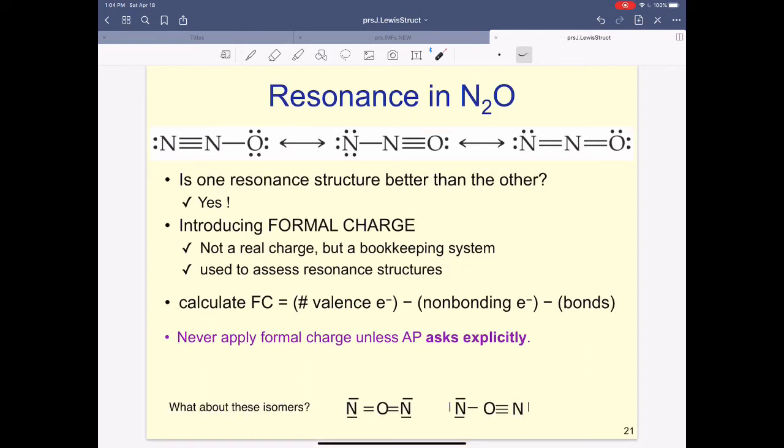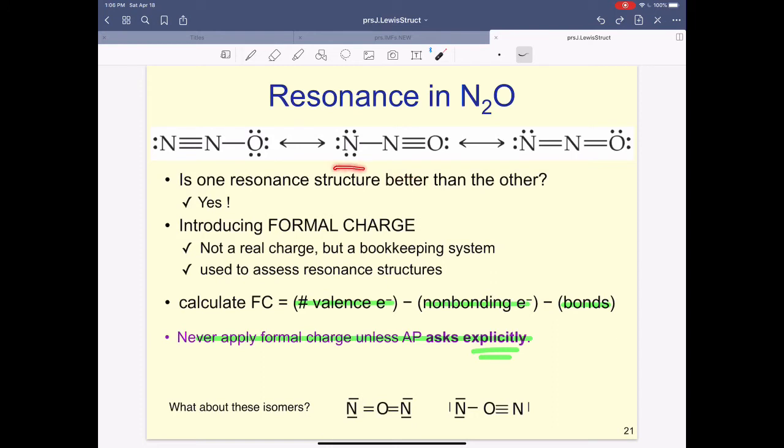How do we calculate formal charge? We will take the number of valence electrons an atom has in the periodic table, subtract the number of non-bonding electrons, and subtract the number of bonds surrounding that particular atom. Now let's be clear that we never will apply formal charge unless AP asks you explicitly. So let's practice with this middle structure.